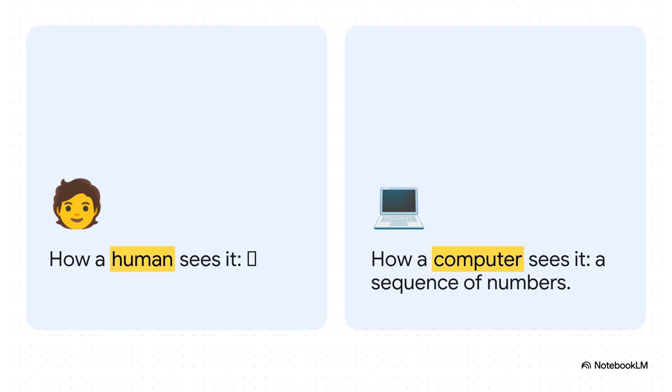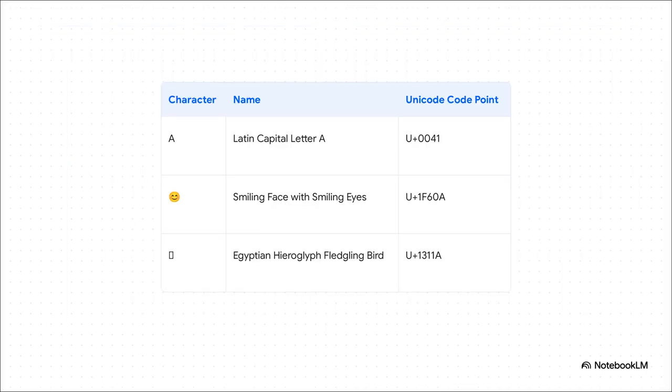The system that makes this work is called character encoding. The big universal standard for this is something called Unicode. It basically gives every character its own unique address. So the letter A is U+0041. A smiley face is U+1F60A. And our fledgling, its unique code is U+1311A. That number is how any computer, anywhere on Earth, knows exactly which symbol to render. It's the command that says, draw this bird.